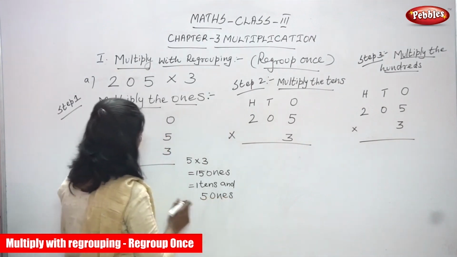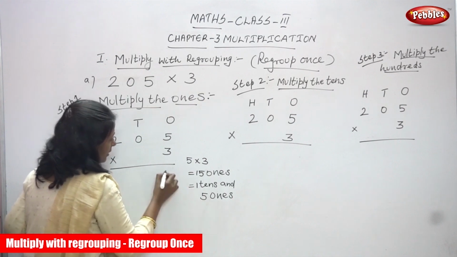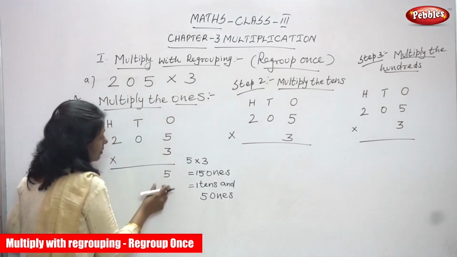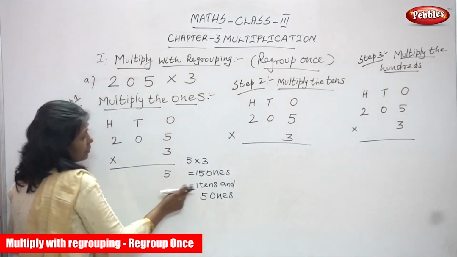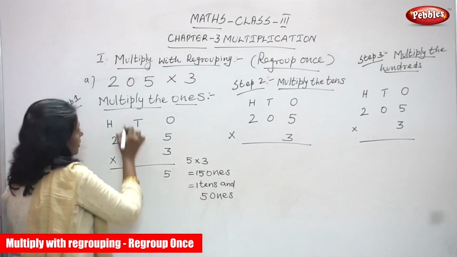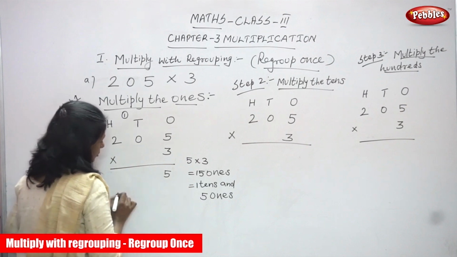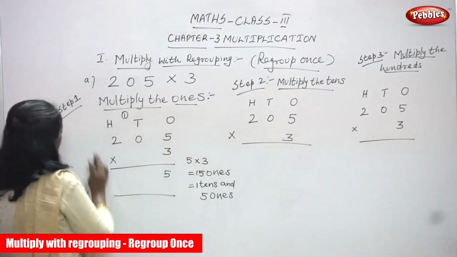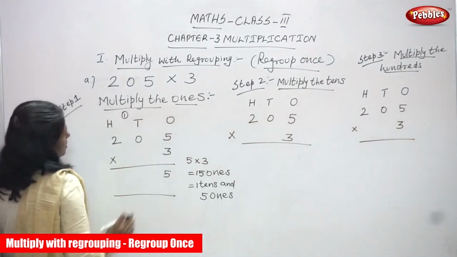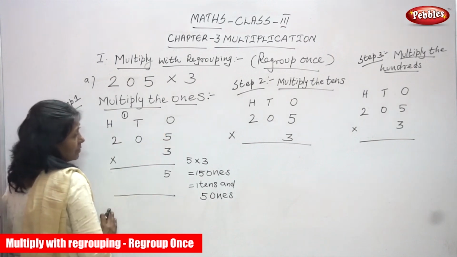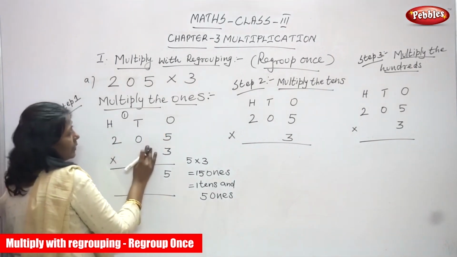You must write the 5 ones here, because I have written it in the ones place. The remaining 1 ten goes to the tens place. So the first step is over. Step 1, multiply the ones. You must write the place value first, and according to the place value you have to write the numbers.